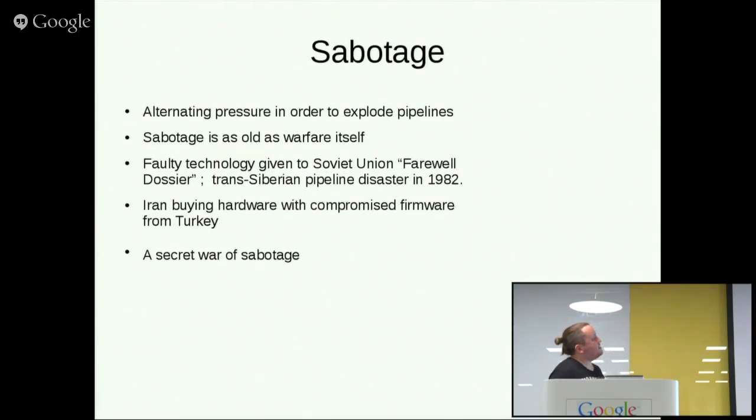This has continued in Iran with a lot of the technology that Iran purchased via Turkey, because Iran obviously has a lot of sanctions. It's very difficult for Iran to go and buy a truckload of things that make nuclear bombs. So they have to get a lot of that via Turkey, and a lot of that stuff has been sabotaged by that sort of means.